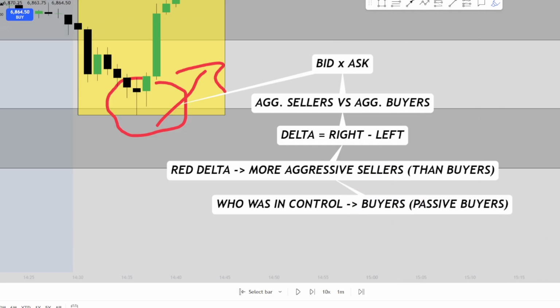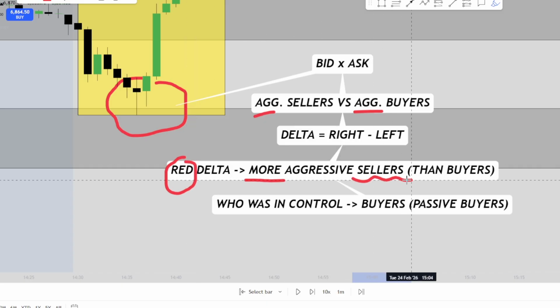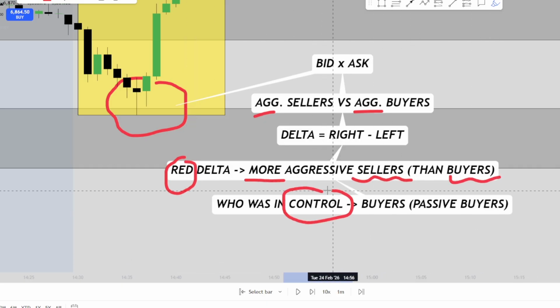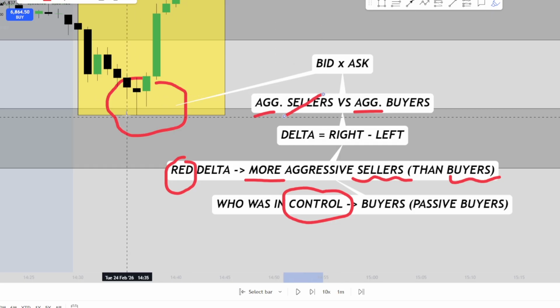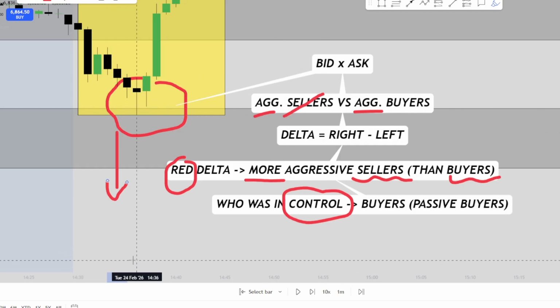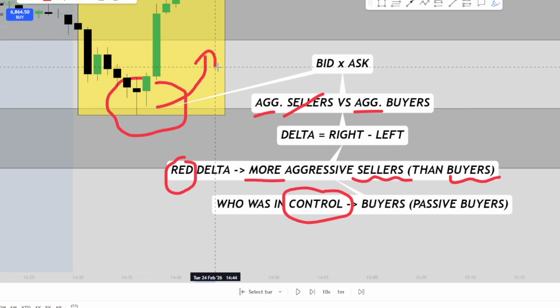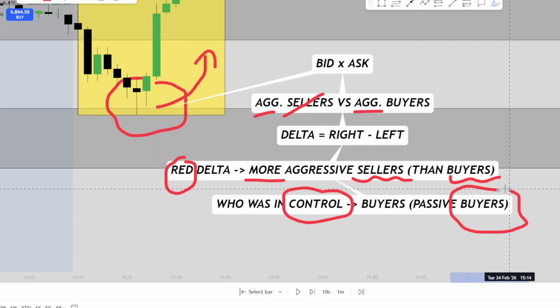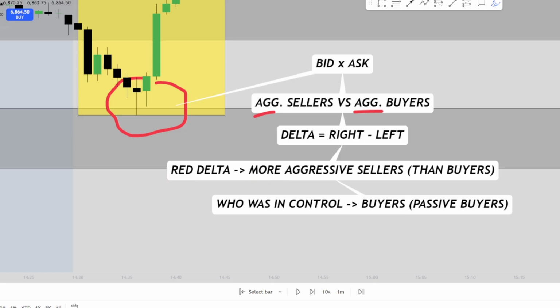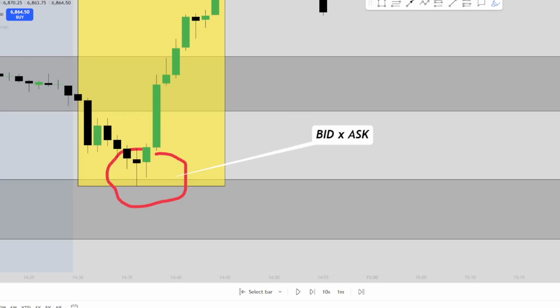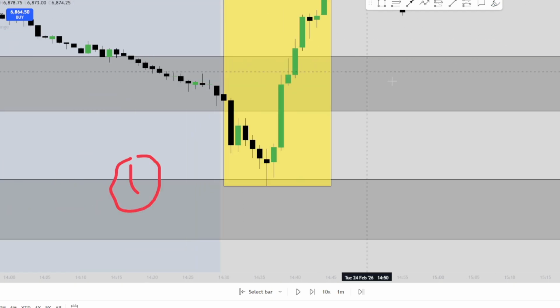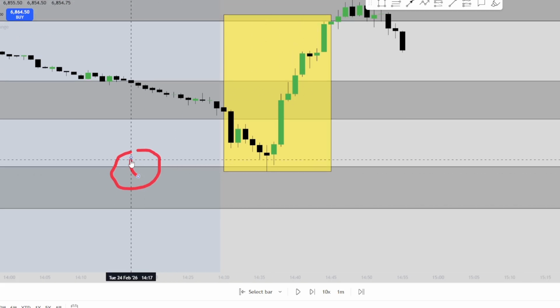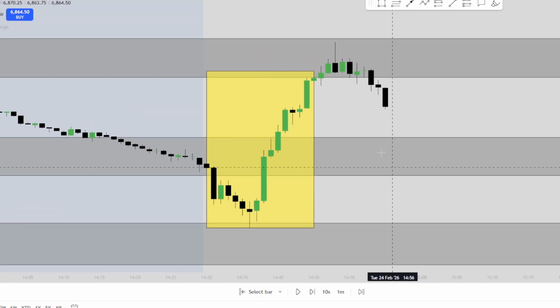Understanding this basic logic can really help you on the footprint chart. Think about this through. You have the bid and the ask, which give you the aggressive sellers and the aggressive buyers. When you see red delta, there are more aggressive sellers than buyers. So who is in control? It's not the sellers, because if the sellers were successful, they would have driven price down. But the fact that price went up shows you that the passive buyers are really in control. The passive buyers being in control is what makes us understand that the market is actually bullish. Nothing else makes the market bullish the way this does.